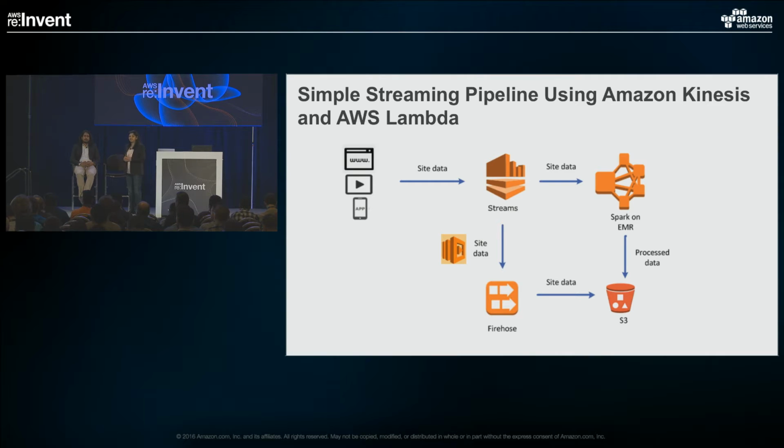So their architecture consists of streaming data from their browsers as well as from their mobile apps into a Kinesis stream. That data is processed by an EMR cluster with Spark running on EMR, and the processed results are sent to S3 for downstream consumption.